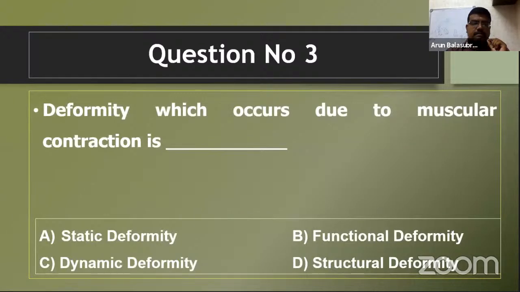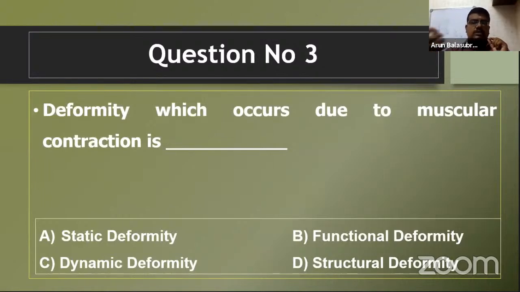Very good guess. The functional. But some more answers I'm expecting. The structural. How does the structural deformity occur? The structural deformity is the deformity that is always present. When you see a flat foot, the patient will have flat foot either in standing or sitting, weight bearing or non-weight bearing. That is the structural deformity.